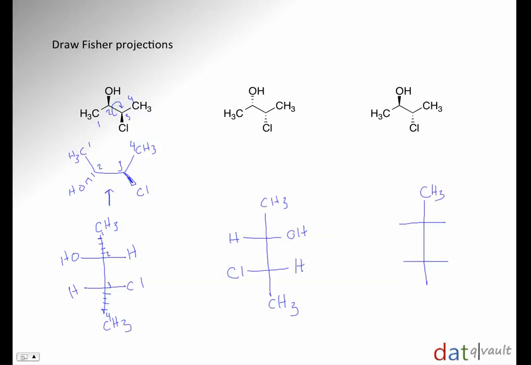So we're going to do the same thing for the last example over here. The OH is still forward in this one, so we're going to leave it on this side. And then we notice that the chlorine is now switched from being forward to back, so we're going to put it on this side of the molecule.